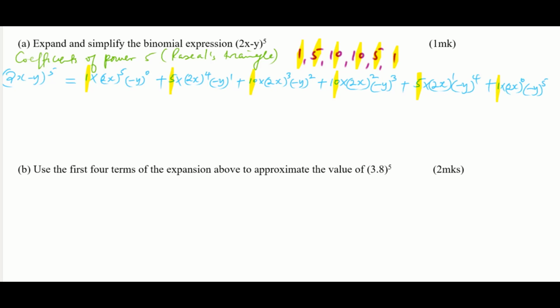Then something else you're supposed to note is that the first term decreases from power 5, power 4, power 3, power 2, power 1, power 0. The second term, which is negative y, starts from 0, increasing. So we now need to work out these and simplify using the calculator. So it is good to have them enclosed like this.